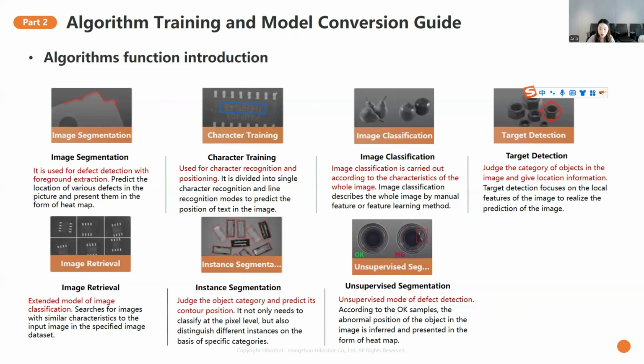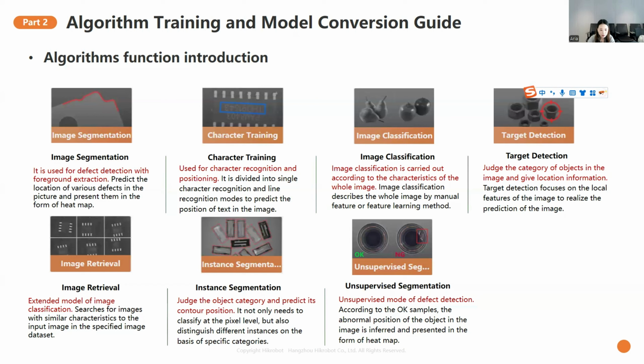The next algorithm is image retrieval. The image retrieval is an extended model from image classification. So it is also used for classifying categories, but it is a very high efficiency, high processing pixel-level algorithm. It can search for images with similar characteristics to the input image in a specific image dataset.